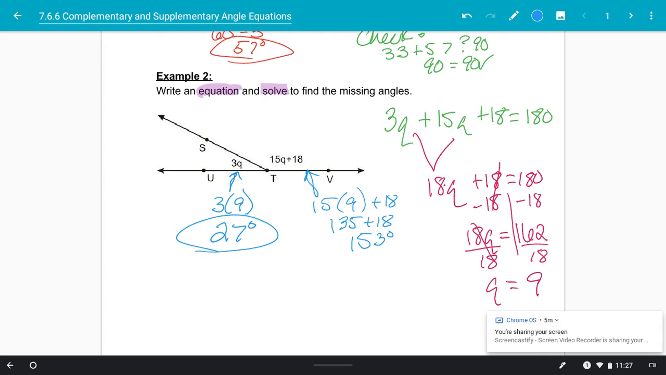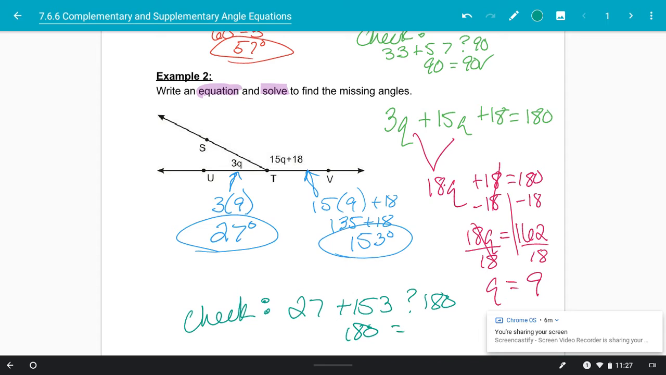So my first angle measurement is 27 degrees. My second is 153 degrees. Again, I can check my answers by adding these two up, so 27 plus 153, and I'm hoping to see, because this is supplementary, that these add up to 180 degrees. Well, 27 plus 153 does in fact give us 180 degrees, so that checks out as well.